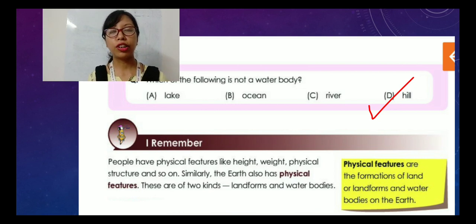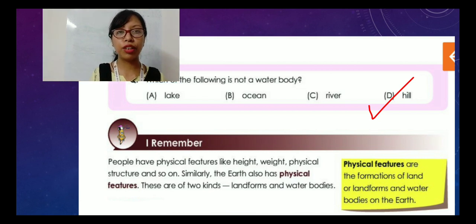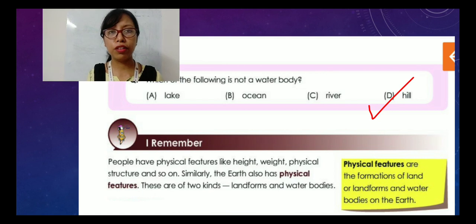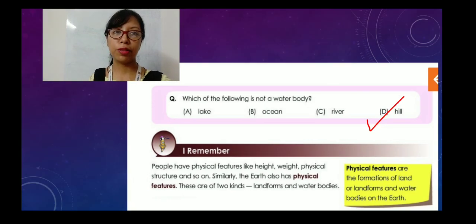So whatever the water bodies and the landforms that we have on the earth, our earth is not smooth and plain. We have hills and mountains, lakes, rivers, streams, waterfalls, right? So we have lots of things on earth. And these landforms and water body formations are called physical features of the earth. Clear? So what you are going to remember is physical features are the formation of land or landforms and water bodies on earth. There are two kinds of physical features, landforms and water bodies.